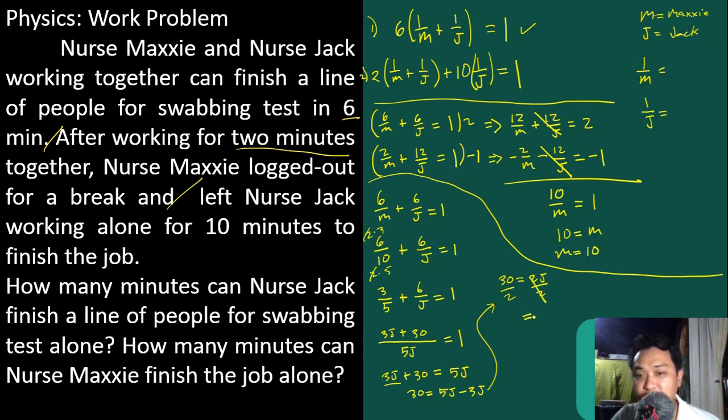Cancel. So what remains here is j. Natira na lang j, and 30 divided by 2 is just 15. And j is equivalent to 15. Okay. Ibig sabihin, kung si Maxi lang yung magsuswab test, kaya niyang tapusin yung isang line ng people para sa swab test within 10 minutes.